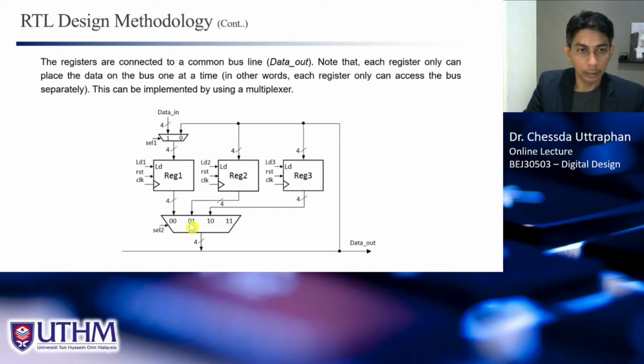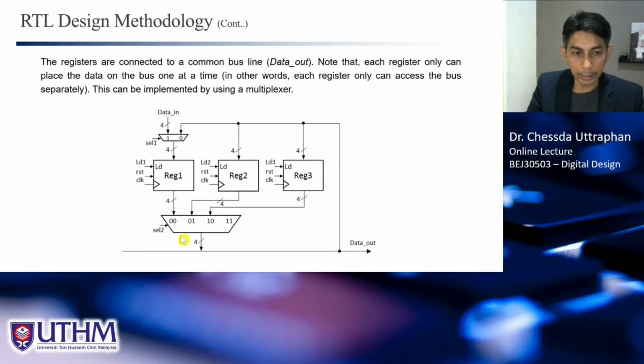Okay. One thing to share with you is how we design the data path. Right. So this is one example of a data path where we have the registers and we have the multiplexer. This is a very simple data path where we don't have any processing unit. Yeah, this is just to move the data around, right?